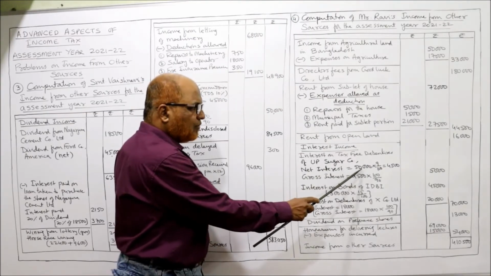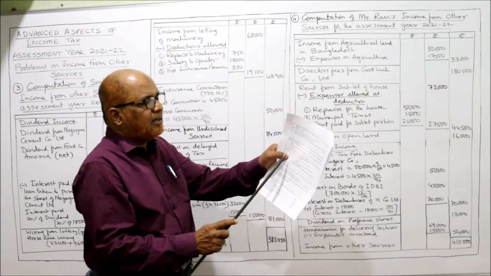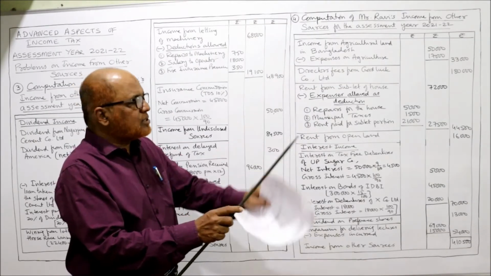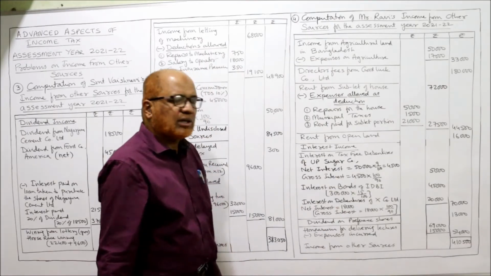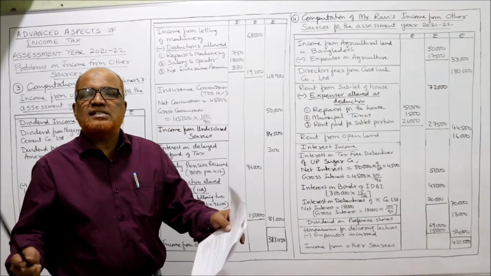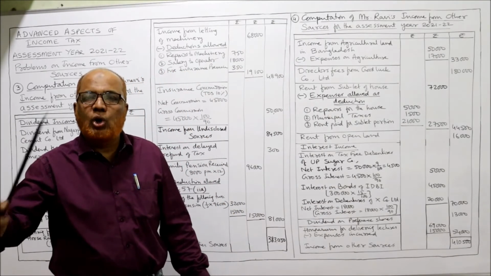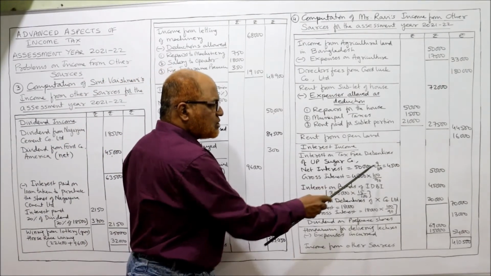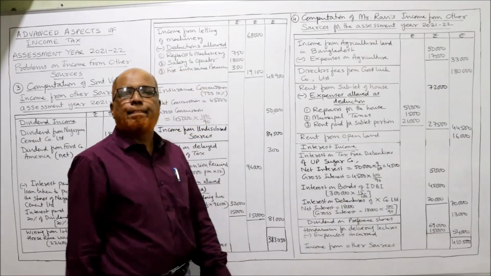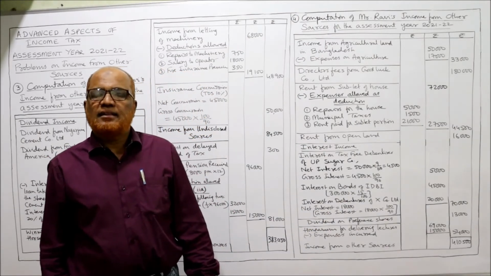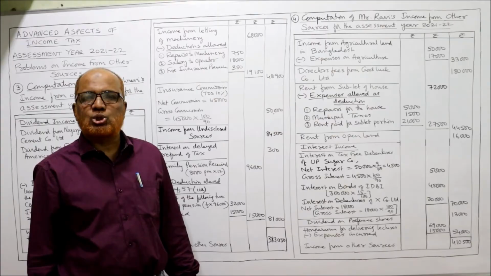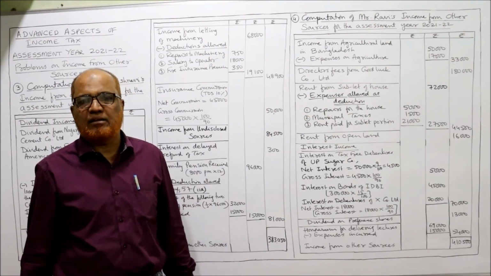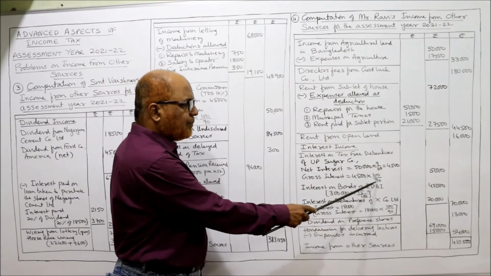So first we calculate interest on tax-free debentures of UP Sugar Company. Net interest is equal to 50,000 into 9 by 100. The rate of interest is 9%. 50,000 into 9 by 100, 4,500. 4,500 is the net interest. Now we have to gross it up. How to gross up? Gross interest is net interest 4,500 into 100 by 90. The TDS, the tax deducted at source on interest, is 10% for the current assessment year. That's why we have to multiply by 100 by 90.